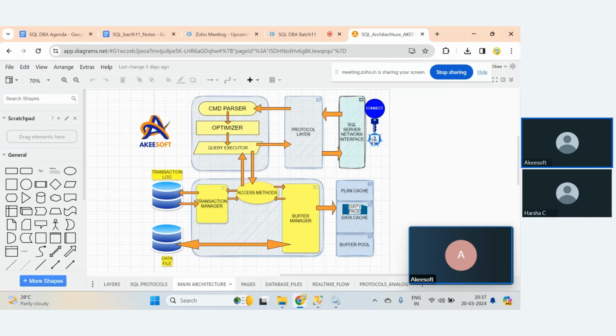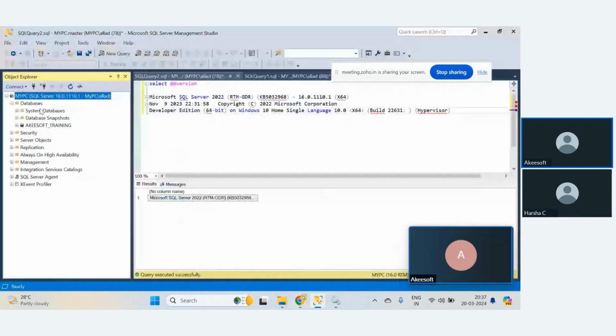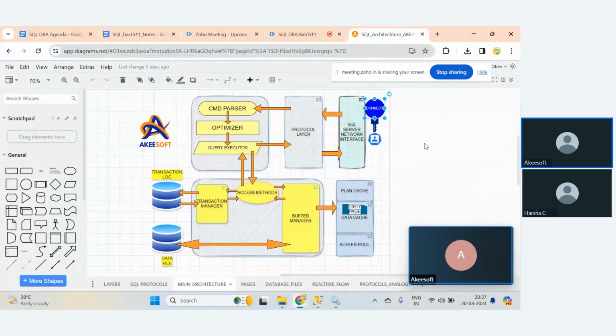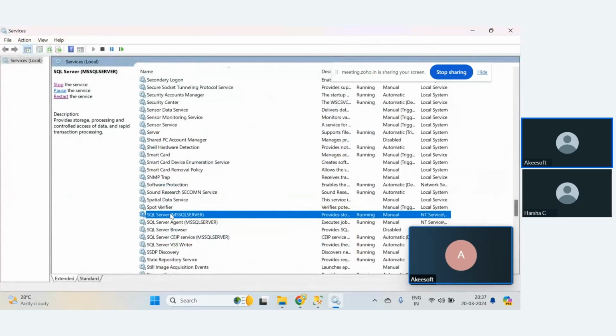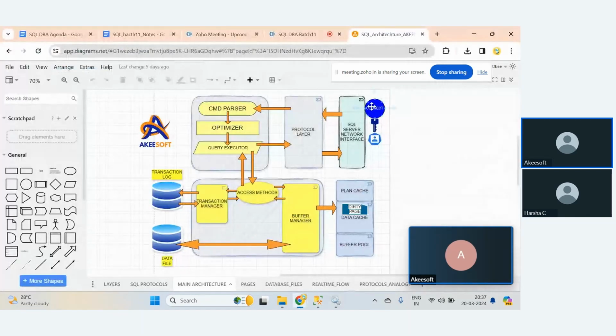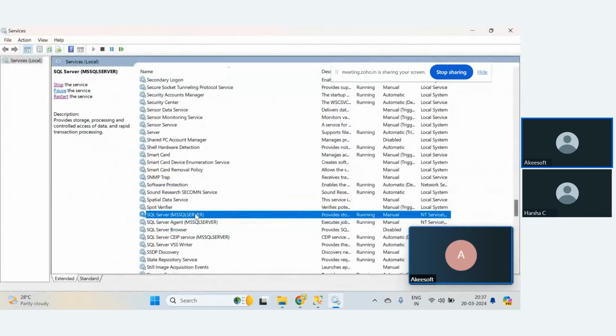First thing, this is the user. User means anyone. Now I am connecting here, so I will be treated as a user. If any other person is connecting, he will be treated as a user. Anyone who wants to connect to the database services is called a user. The user is ready to connect to the SQL services.